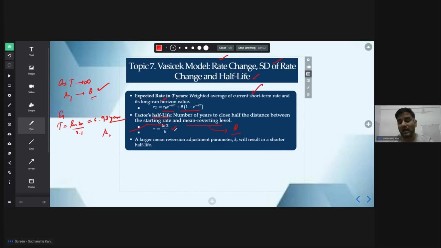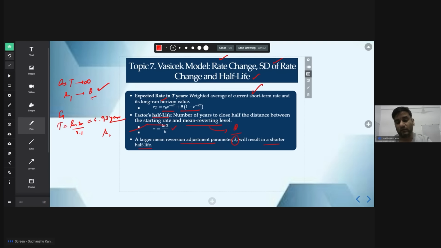A larger mean reversion adjustment parameter k will result in a shorter half life. Obviously, something which we saw in the 5.796 part also, that there was a faster jump, right? And that jump depends on k. If the mean reversion adjustment factor k is larger, the speed of mean reversion is higher, so obviously the half life will be shorter, right? With faster mean reversion, the rate forgets its starting value much more quickly.